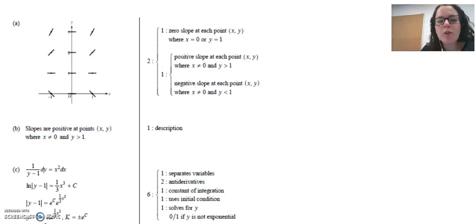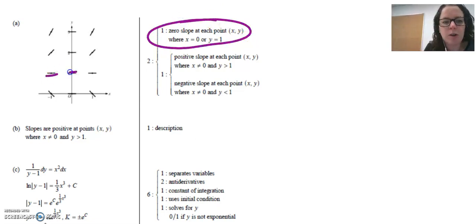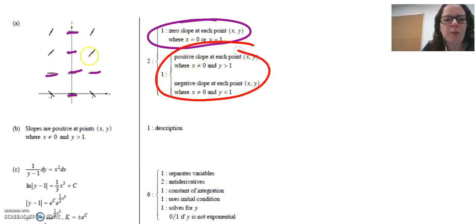So if you notice these 2 points, you get 1 point for having the correct zeros. So zeros along when y is 1 or when x is 0. And then you get a second point for having positive slopes up here and negative slopes down here. Okay, so 2 points for part A.